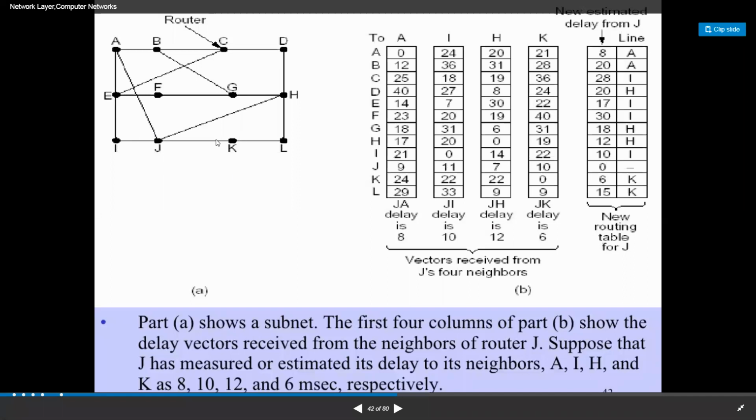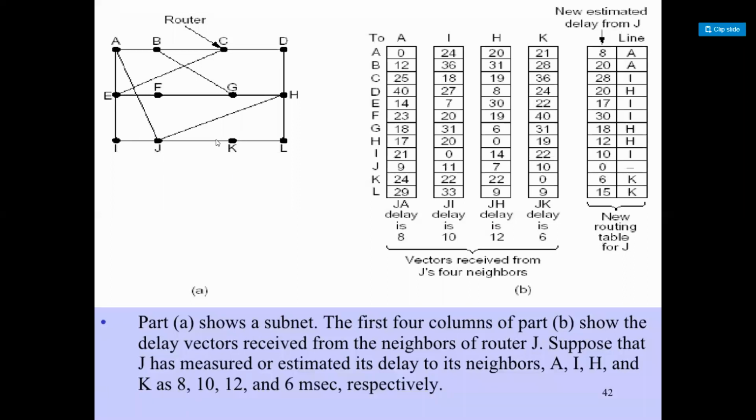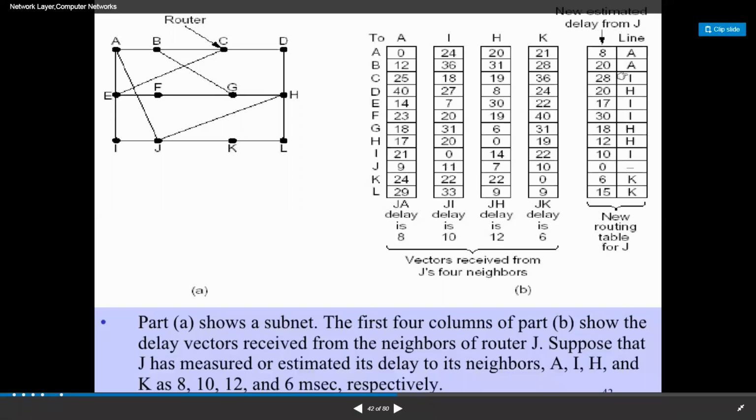This is the distance vector routing algorithm. This is a dynamic routing algorithm because the routing decisions may be changed. See here, initially we are having J to A is 0. Now the J to A becomes 2. Sorry, the values will be changed. A to J is 9. Here 8. In J's routing table, J to A, what is the value? 8. Here the value is 9.